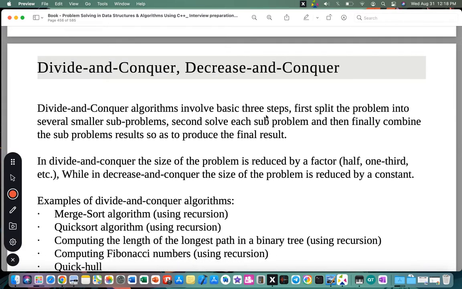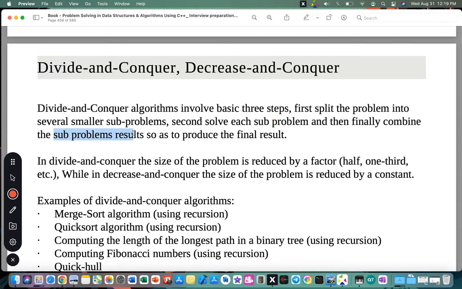The third algorithm design technique is divide and conquer, or sometimes they call it decrease and conquer. Divide and conquer algorithms involve basic 3 steps. First, split the problem into several smaller sub-problems. Second, solve each sub-problem. Then finally, combine the sub-problem results.